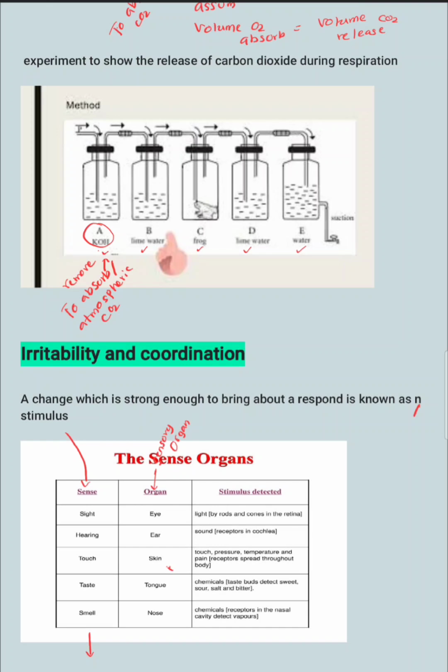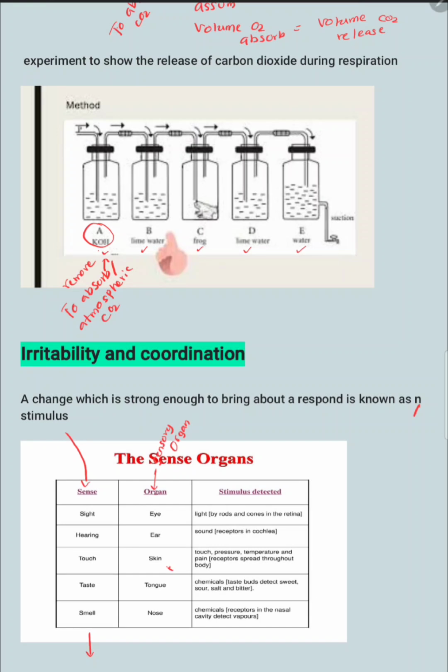Then the second lime water is to check whether all the atmospheric carbon dioxide has been removed. ඒ remove වෙලාද කියලා check කරන්නේ එකේ. If the second lime water turns milky, the atmospheric carbon dioxide in the air mixture has not been removed, right? ඒක check කරන්න තමයි lime water first B vessel එක තියෙන්නේ.